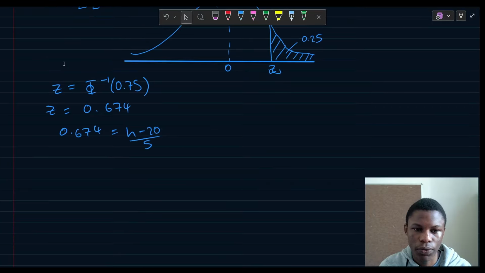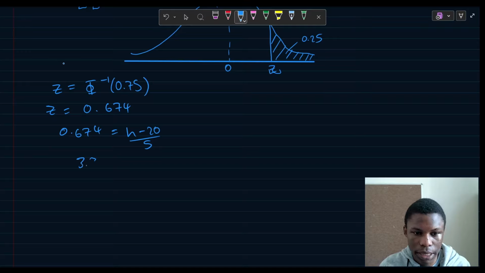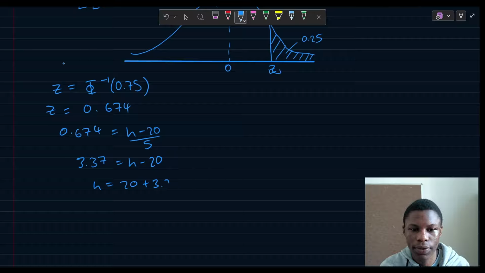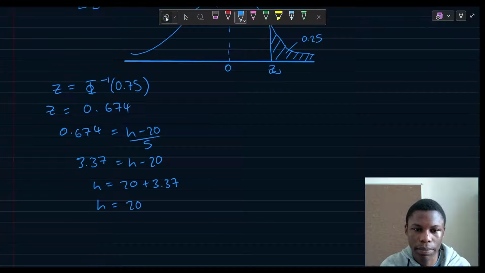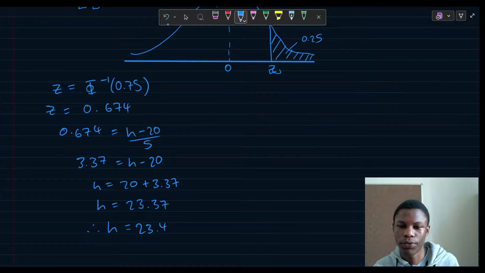And now I can solve for h. So multiply both sides by 5. So that's 0.674 by 5. We've got 3.37 is equal to h minus 20. So h must be 20 plus 3.37. So h must be 23.37. If we want to round it off to 3 significant figures, h has to be 23.4. And that is our final answer.